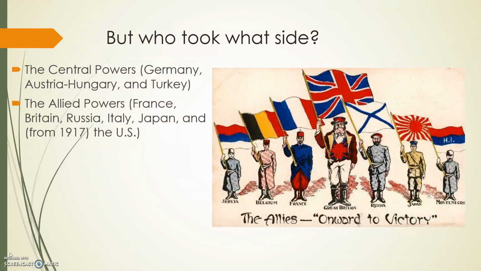So who took what side? The Central Powers included Germany, Austria-Hungary, and Turkey, among other smaller countries. And then you have the Allied Powers, which included France, Britain, Russia, Italy, Japan, and from 1917 onward, the United States.